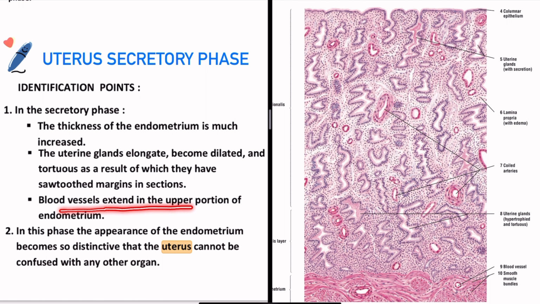Blood vessels extend in the upper portion of the endometrium. So these all are the blood vessels that have been extended into the upper portion because they need to be shed off. In this phase, the appearance of the endometrium becomes so distinctive that the uterus cannot be confused with any other organ. So this was all about uterus.